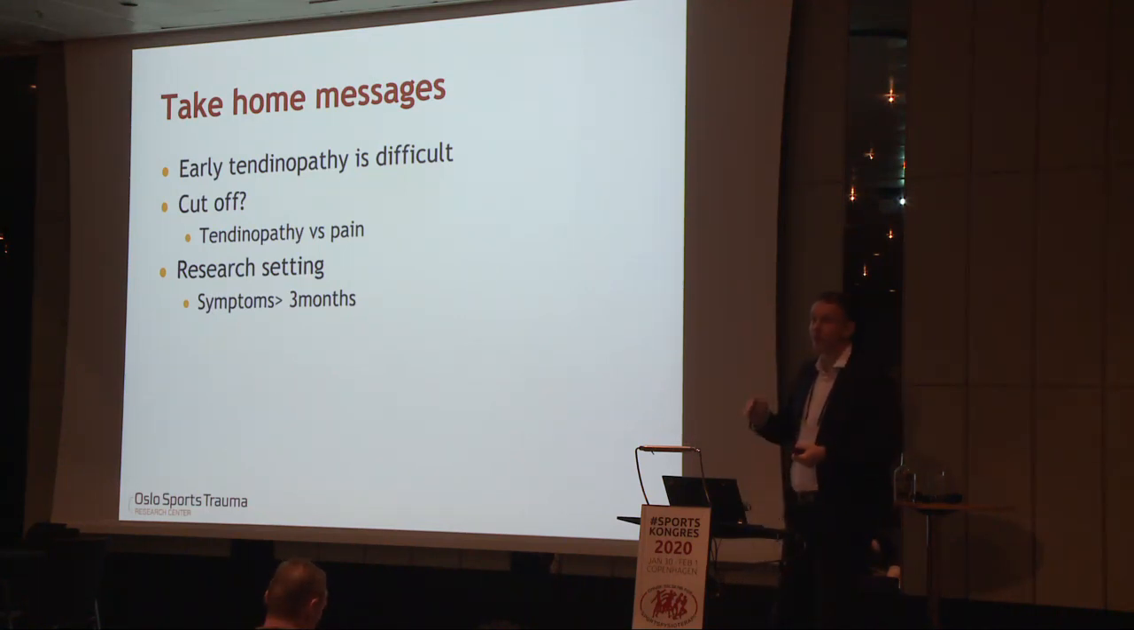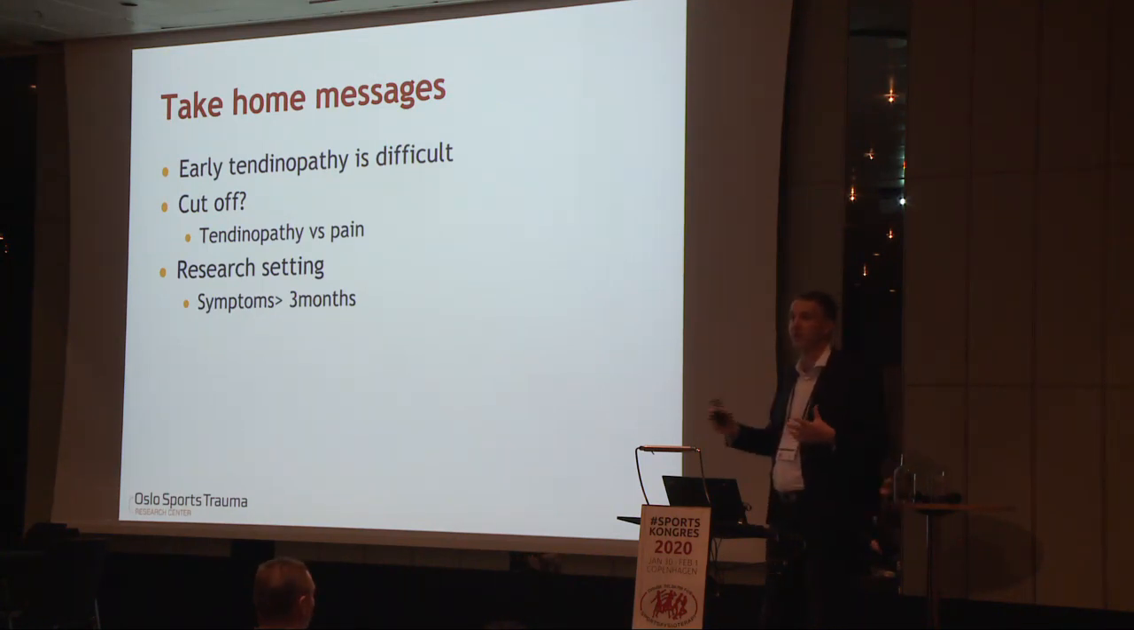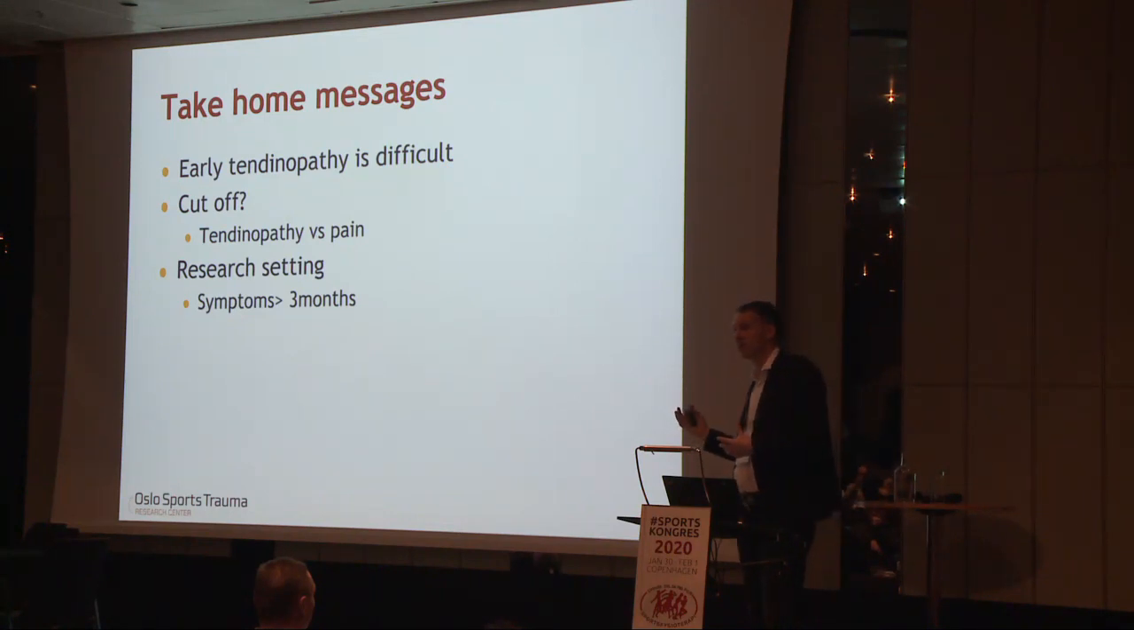Also, the cutoff of tendinopathy versus soreness and pain is very difficult in this phase. But in a research setting, we normally use the cutoff of 3 months, and that's what I did in the studies. And when I was meeting them as a researcher, I just hoped for them to develop jumper's knee. I didn't try to turn them around as you would do as a clinician.